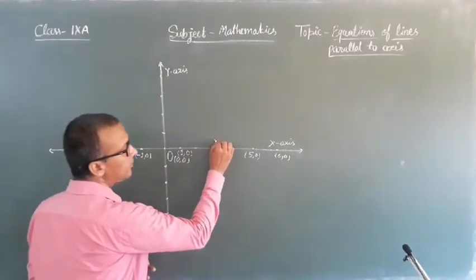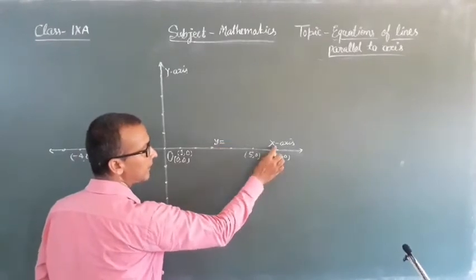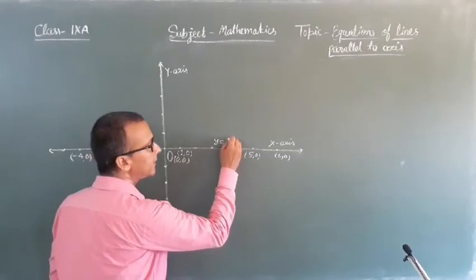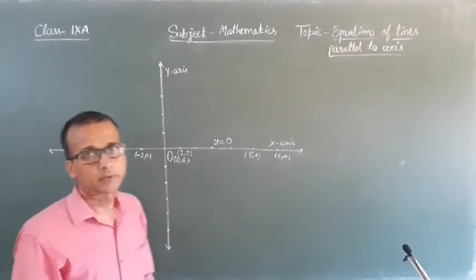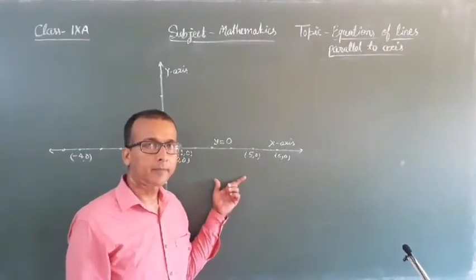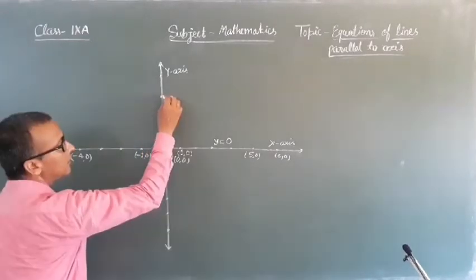That is, you can say the axis, that is the x-axis, can be represented by the equation y is equal to 0. It can be represented by the equation y = 0.